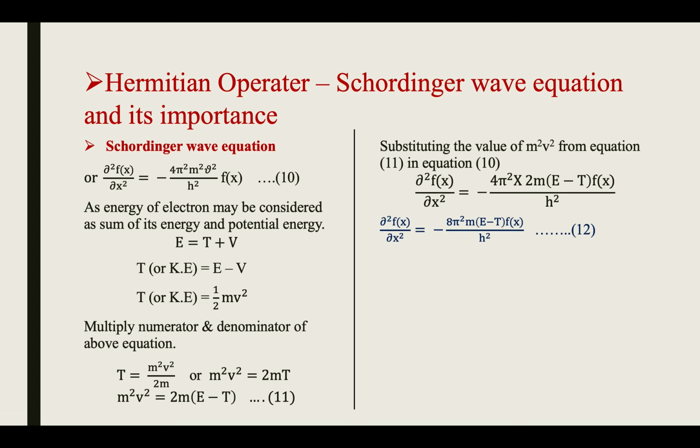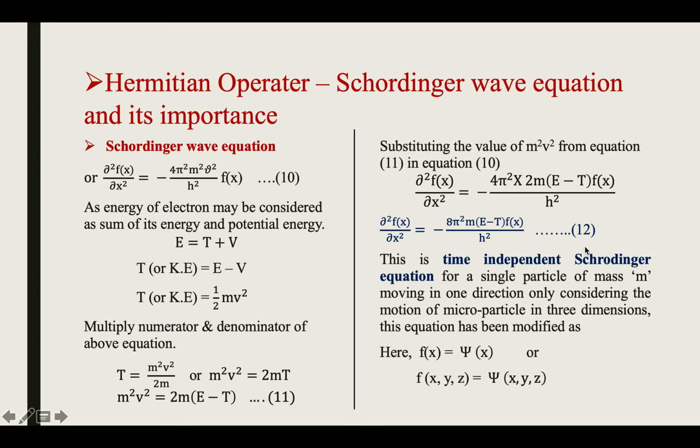So substituting the value of m²v² from equation 11 in equation 10, ∂²f(x)/∂x² equal to minus 4π² into 2m in bracket E minus V into f(x). So ∂²f(x)/∂x² equal to minus 8π²m in bracket E minus V f(x) divided by h², that is equation number 12. So this is the time independent Schrodinger equation for a single particle of mass m moving in one direction only.